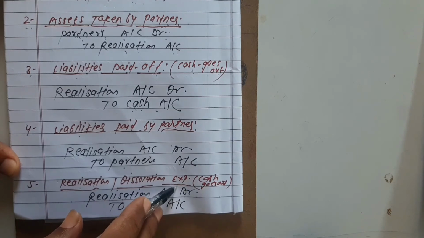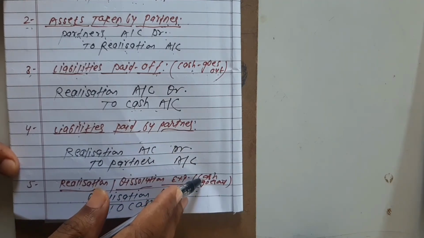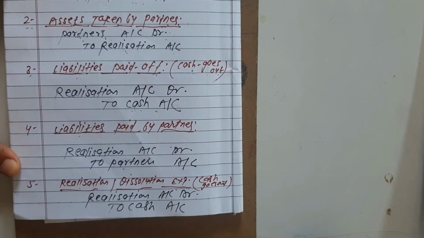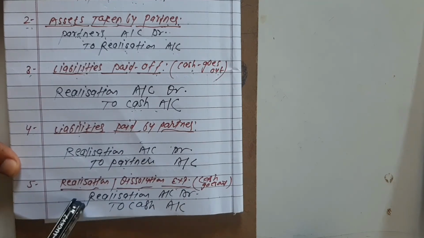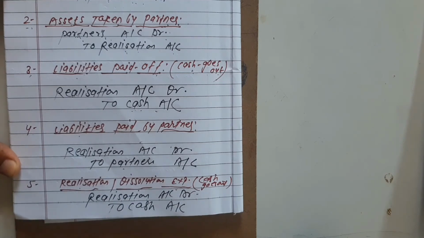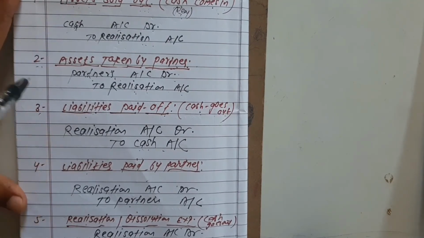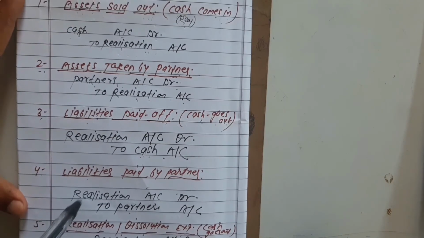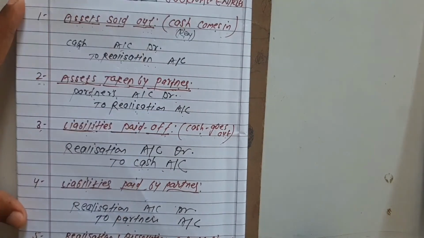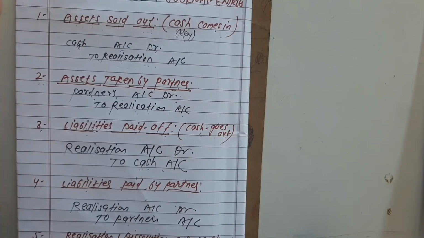Here also, if there is the term expenses, that means cash goes out. If cash goes out, cash is real and that will be credited, and the debit will be used for realization. So the entry will be realization account debit to cash. So these 5 entries are very important. If you have got these 5 entries perfectly, you will score 100% marks in your board exams on dissolution of a partnership firm. This is a very important thing and you have to learn it at home regularly and also practically.